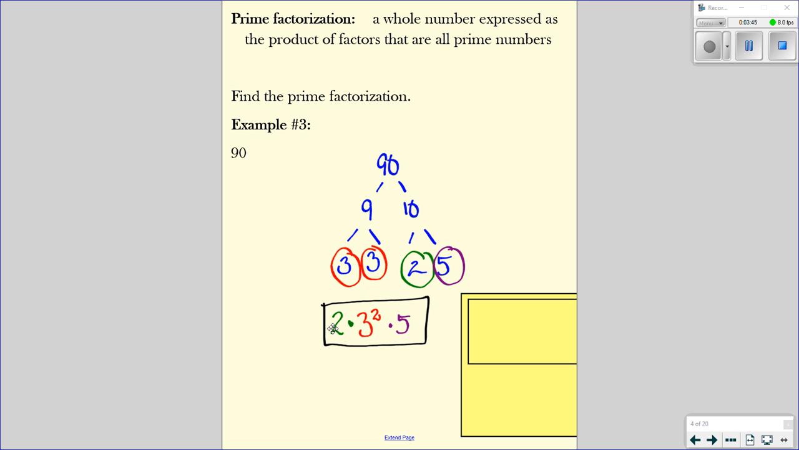So basically, if you were to put this in the calculator, 2 times 3 squared times 5, you would get 90. So this is what they're talking about when it comes to prime factorization. You're breaking the number down to its prime numbers, and when you multiply, you'll get the product that you started off with.